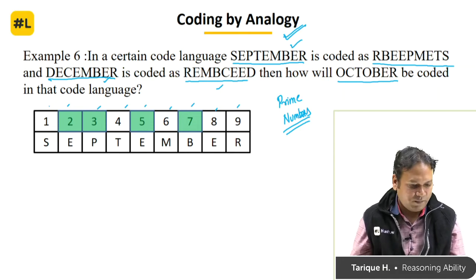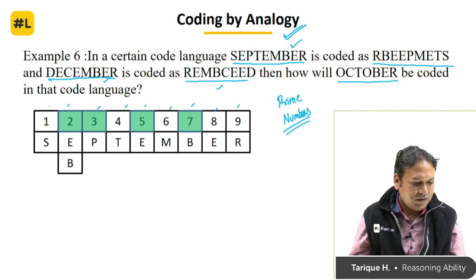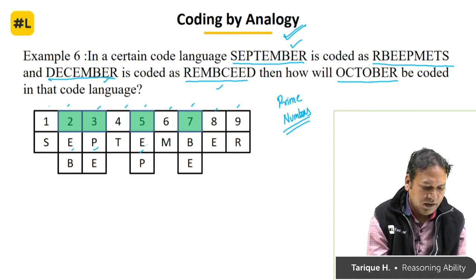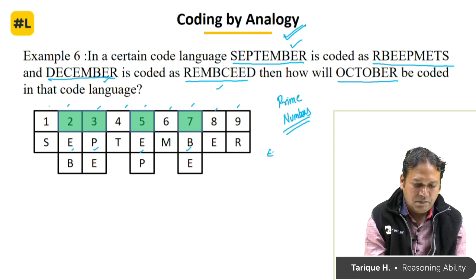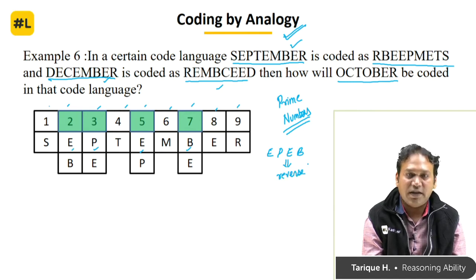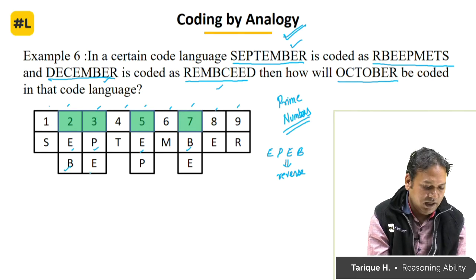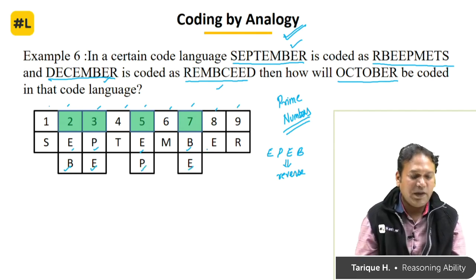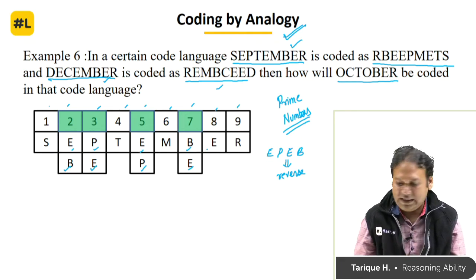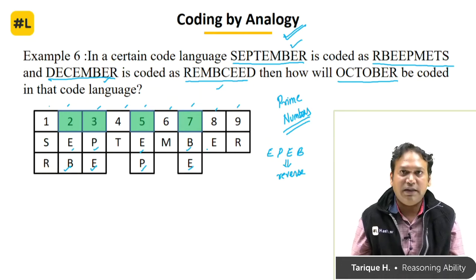How is it happening? Just observe. So 2, 3, 5 and 7. What have I done? E, P, E, B. The second letter, the third letter, the fifth letter and the seventh letter have been reversed. So what we are doing? Reversing the letters in the prime position, you get B, E, P, E. Okay. So first I am reversing the letters which are only in the prime positions, the second, third, fifth and seventh, followed by the other letters in reverse order.